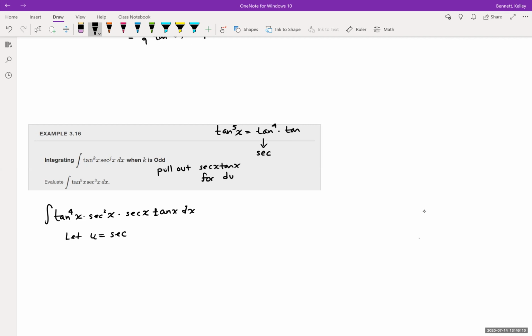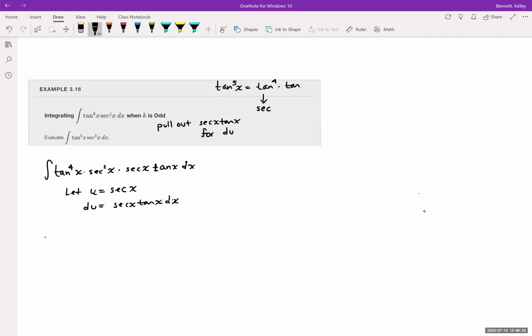So if we let u equal secant x, then du will equal secant x tan x dx. So if I rewrite this, then what I have is, oh, I have tan to the 4th. What am I going to do with that? Let's handle that in a minute. So leaving this guy kind of floating by itself for a second. My secant is u, and then I have du.